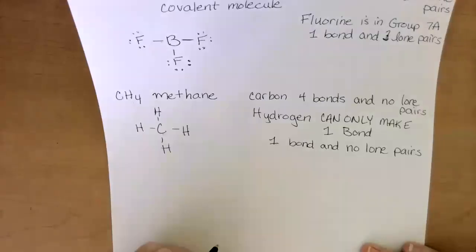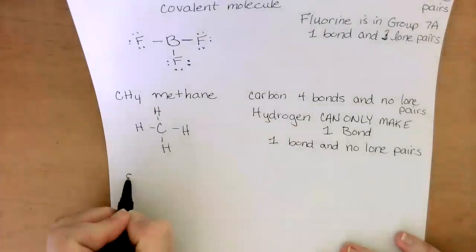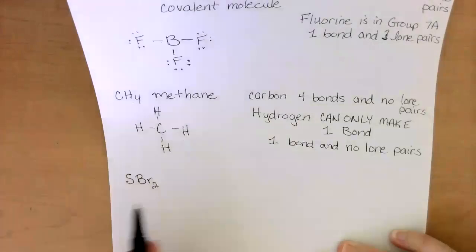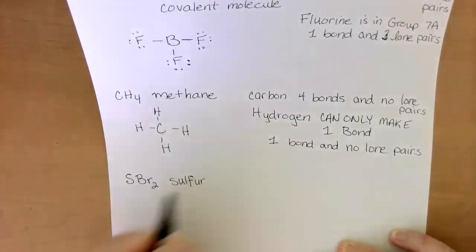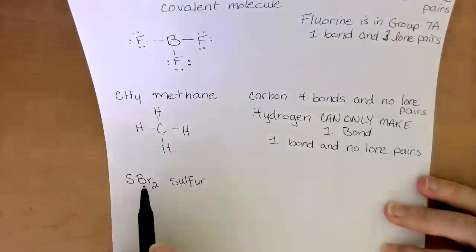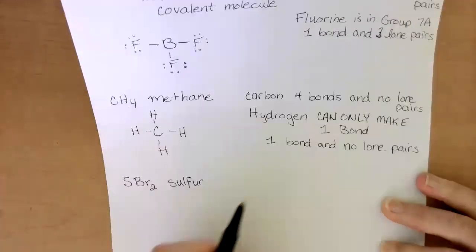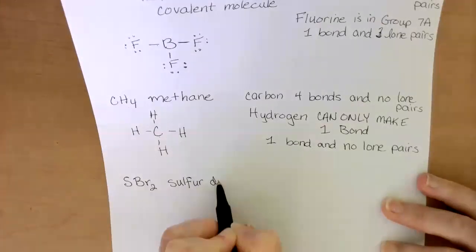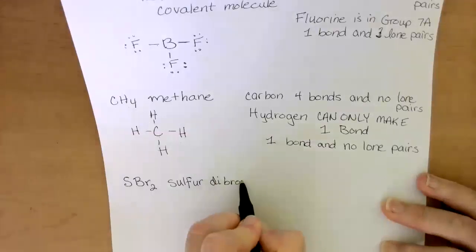The next molecule is sulfur, S, and 2 bromines. The name for S is sulfur. And we've seen that the name for Br is bromine. There are 2 of them. This is a covalent molecule because sulfur and bromine are both nonmetals. I will therefore use the prefix that means 2, di. I will change bromine's name to be bromide.